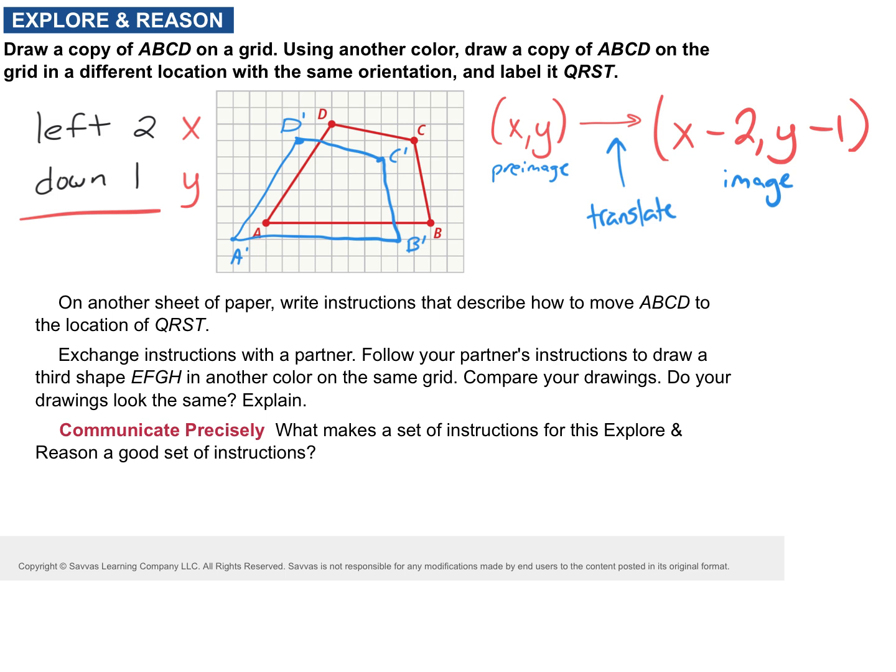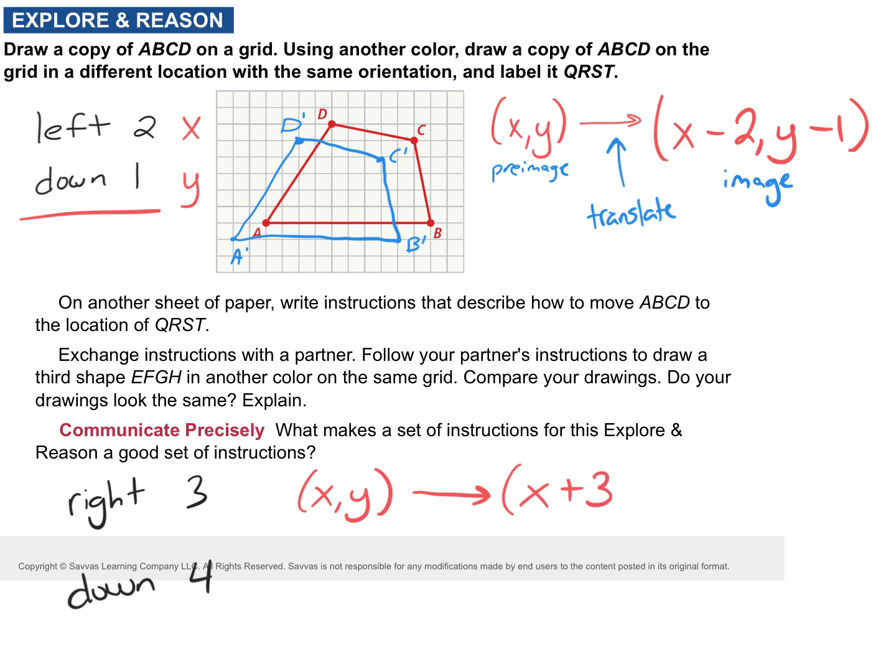I want to do another example quick. If I did right 3 and down 4, I want you to write the mathematical rule for that. What would I write first? I need x, y. I always need that original first. My original x, y, and then translated. What do I write next? Yep, why is it plus this time? Because we're going right. And then down 4 is y minus 4.